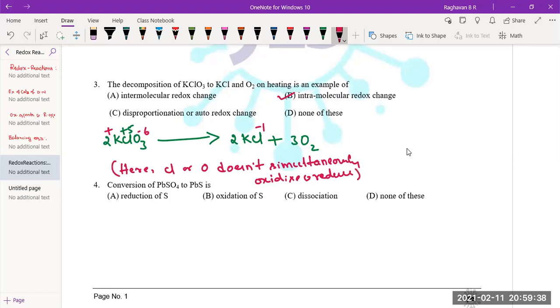So it's not a disproportionation reaction. So not disproportionation.